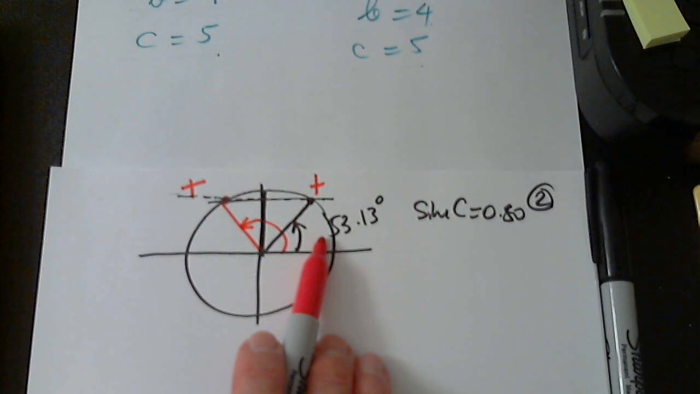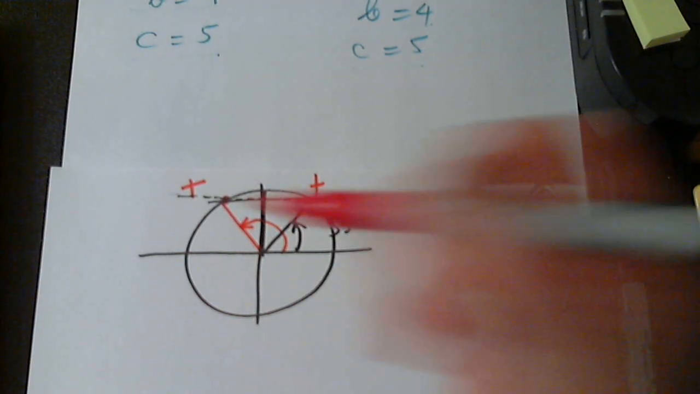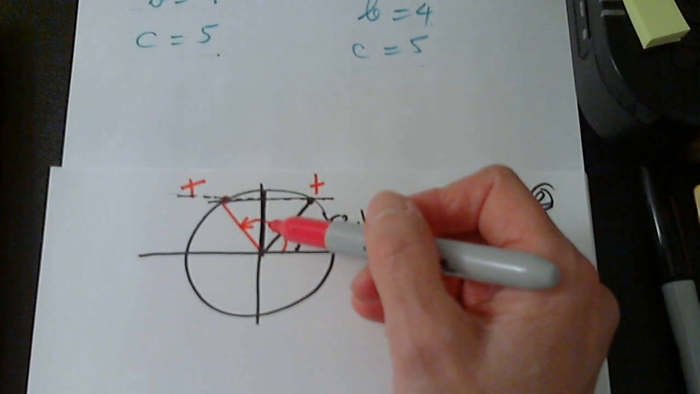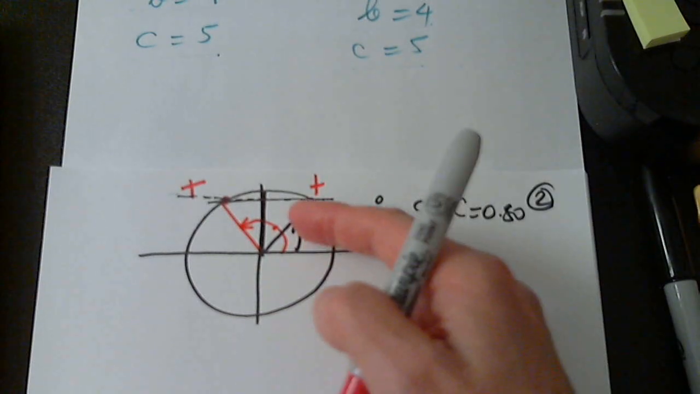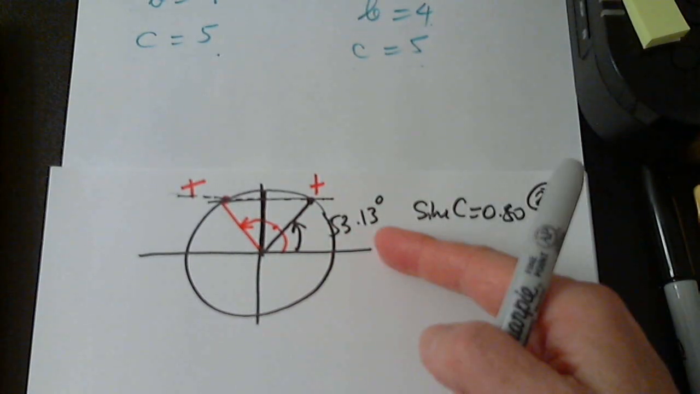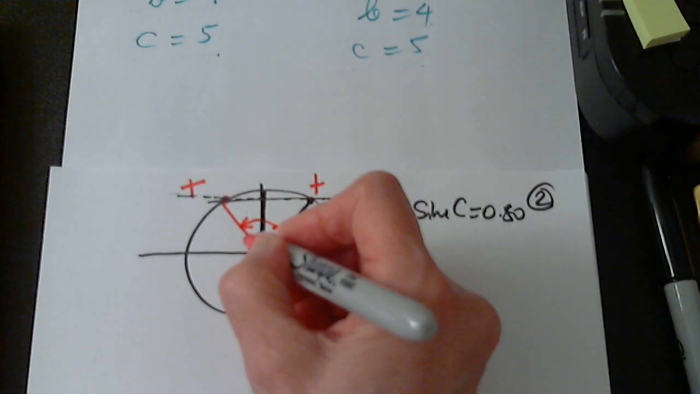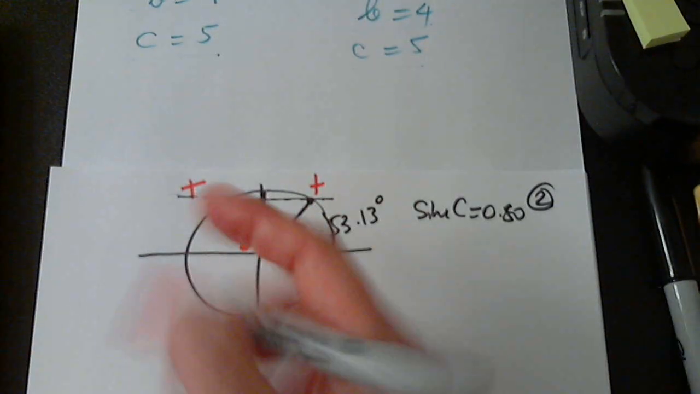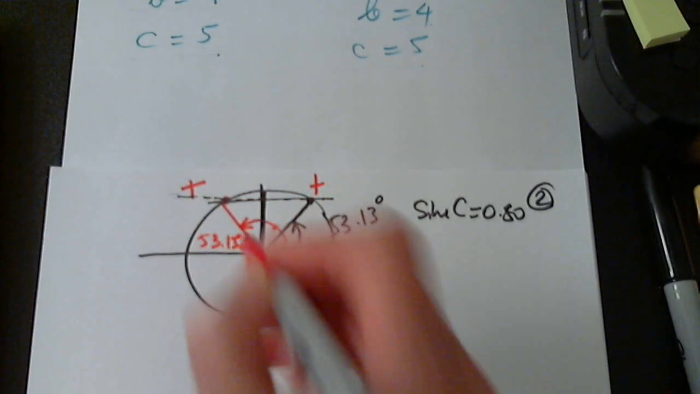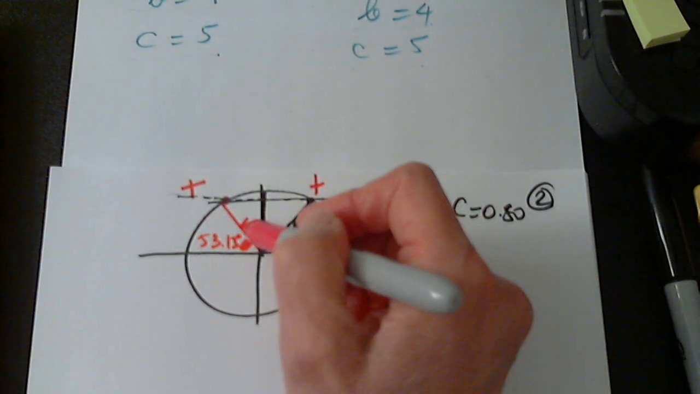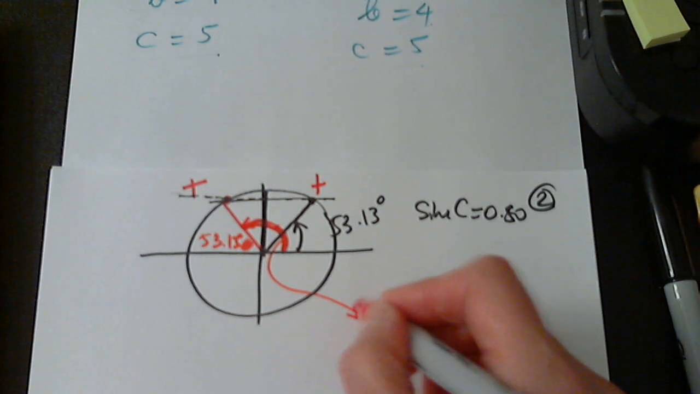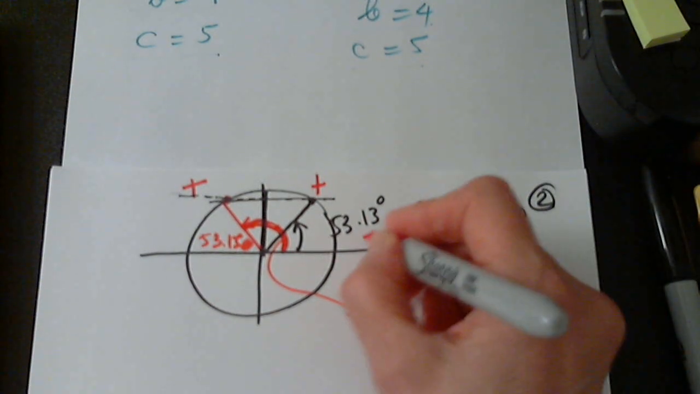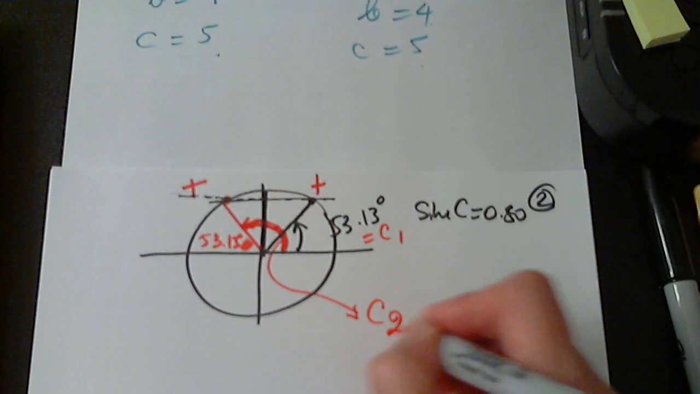And the other possibility is 180 minus 53.13. So can anyone subtract 53.13 from 180 and tell us what this red angle is? This angle is 53.13, but this is also 53.13 here. But we want to determine this red angle. Can anyone tell us what that red possibility is? So I'm going to call this C1. I'm going to call this C2.